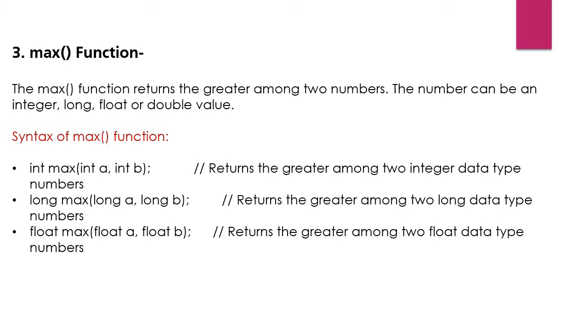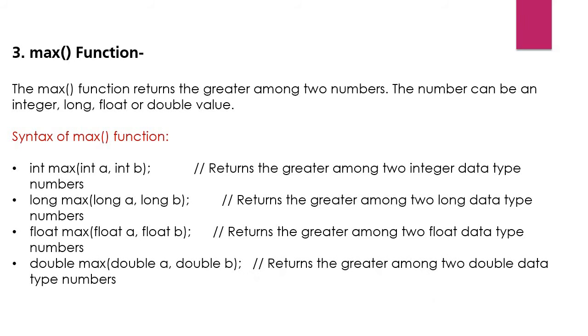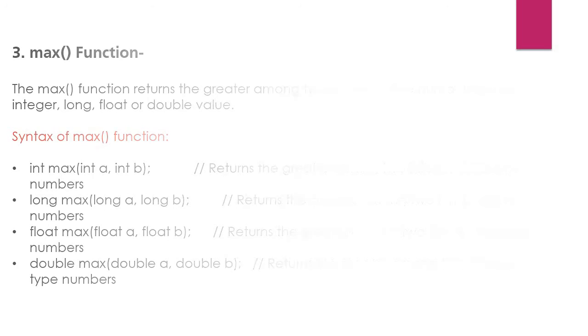float max(float a, float b) returns the greatest among two float data type numbers. Next is the double max(double a, double b). It returns the greatest among two double data type numbers.